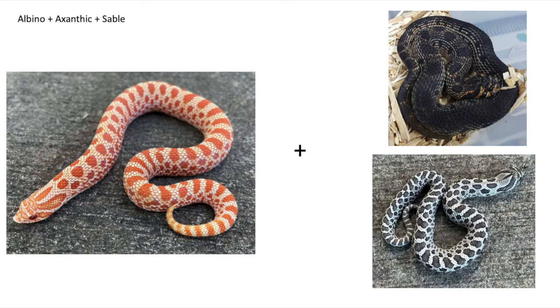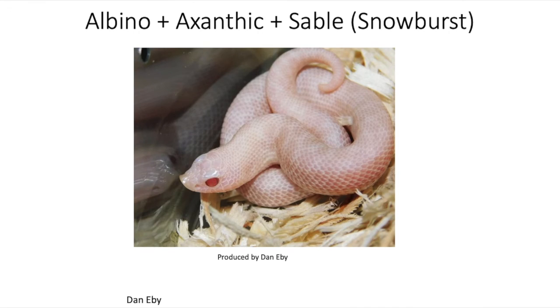And the last morph combination I'm going to show in this presentation is what happens when you combine an albino, sable, and xanthic. This is a fairly new morph combo, and what you get is called a snowburst, originally produced by Dan Eby. So that's going to be it for this video.